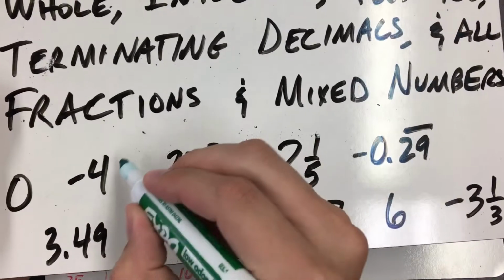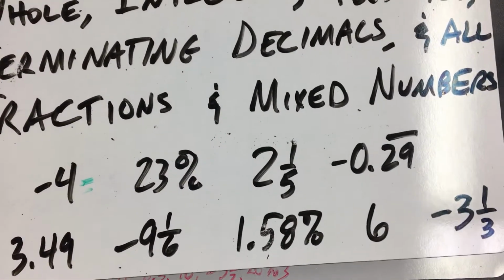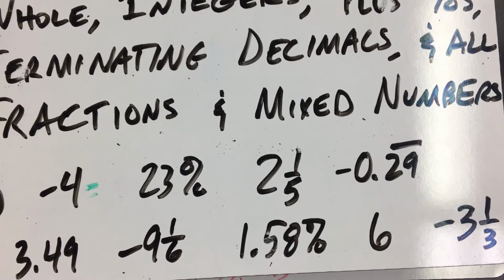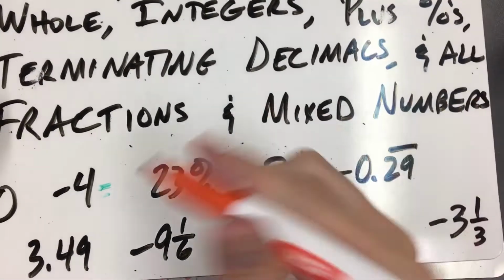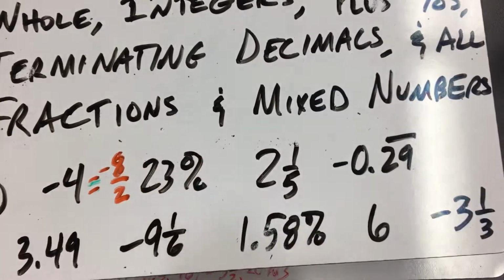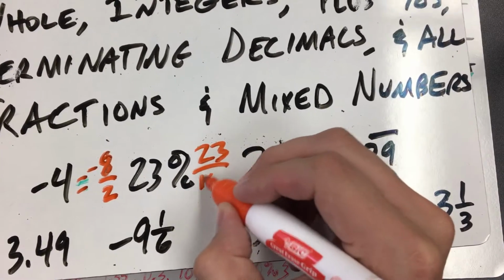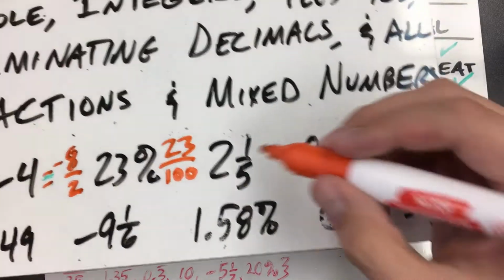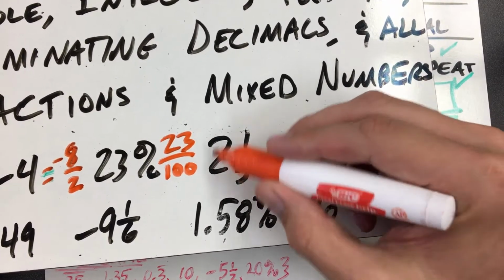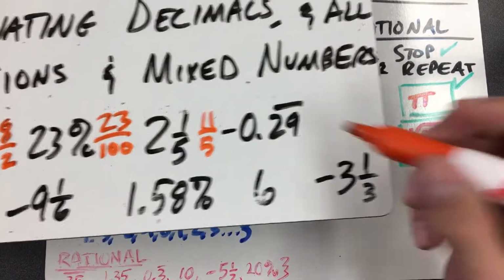I could make -4 into a fraction. Let me get a marker that's going to work better. These are all rational. We could make all of these into a ratio, right? -4 could be what? -8/2. That's the same thing as -4. 23%, could I make that into 23/100, right? That's a ratio. 2 1/5. If you remember the little trick that you learned, multiply and then add, right? That's the same thing as 11/5.